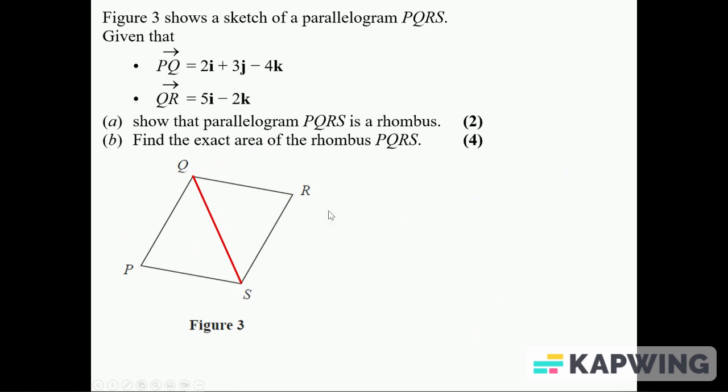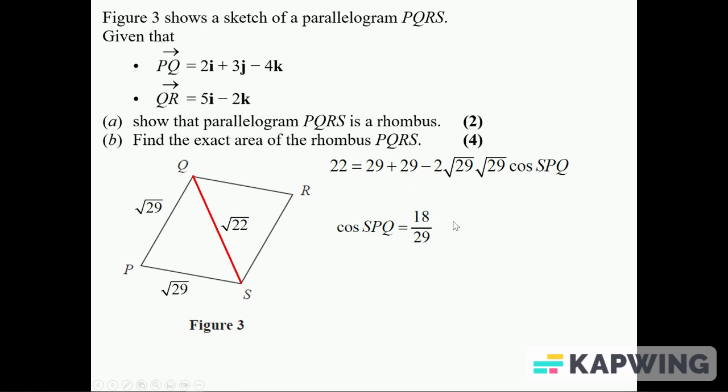Could do it a different way with a bit of trigonometry. I know the lengths of P to Q and P to S, they're root 29. I've just worked out the length from Q to S, that was root 22. So I can use the cosine rule on this to find out this angle. Root 22 squared equals root 29 squared plus root 29 squared minus 2 times root 29 times root 29 cos of that angle. a squared equals b squared plus c squared minus 2bc cos A, if I call that angle A. Rearranging that, I get the cos of SPQ is 18 over 29. You actually end up with 36 over 58, which is 18 over 29.